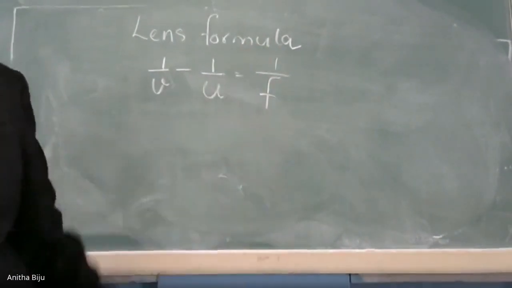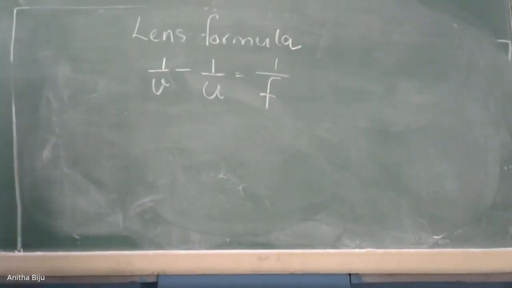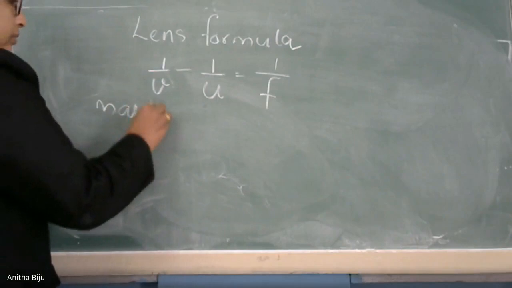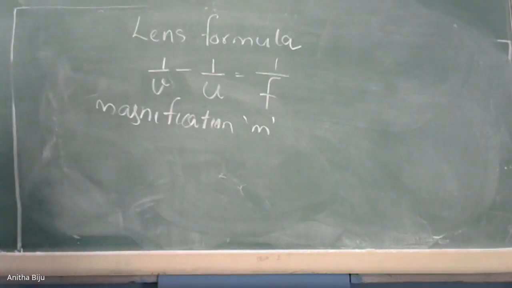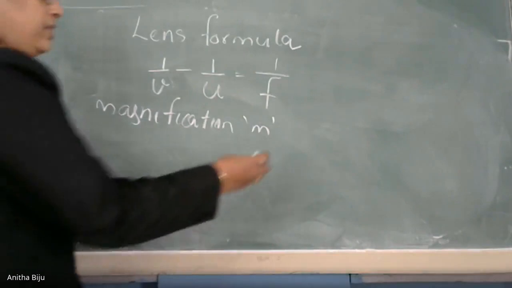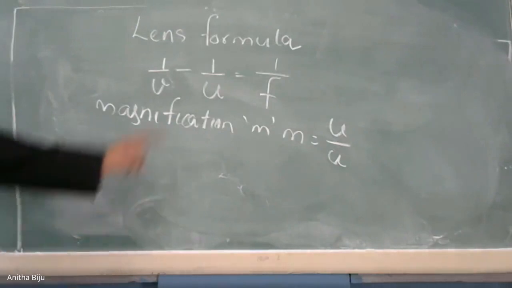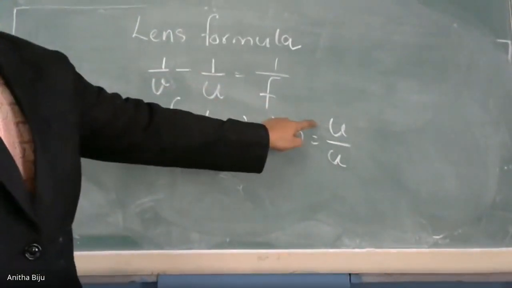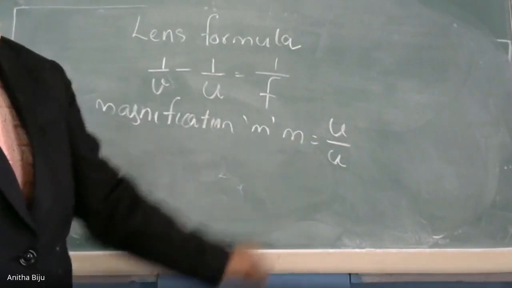So this is the first topic. And the next topic is magnification. There are two formulas through which we can calculate linear magnification. It is also similar to that of a mirror, with a slight difference. In the case of a mirror, M is equal to minus V upon U, there is a negative. And in the case of a lens, magnification is equal to V upon U. Okay.